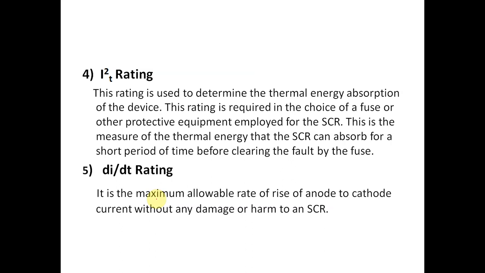And the last rating is the dI by dt rating. This rating is the maximum allowable rate of rise of anode to cathode current without any damage or harm to an SCR. Basically, specifications play a very important role in any electronic devices. If we use a mobile for 2 to 3 hours, then your mobile will be heated and this will produce thermal energy.